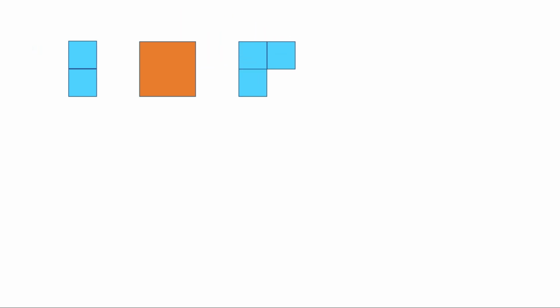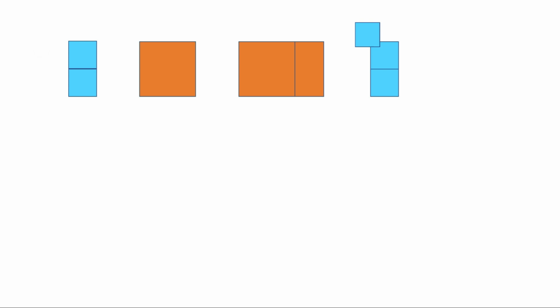We have already seen that there are 6 small squares. Now we have to find how many large squares are there in this figure. This is a large square and you can draw another large square like this. So altogether how many large squares are there in this third figure? 2. Right? Now let us look at the fourth figure.